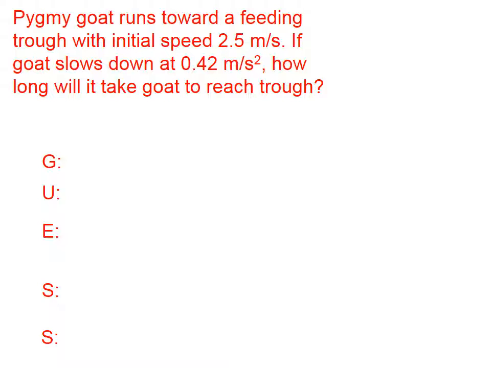G stands for given quantities. So here's a given quantity: initial speed 2.5 meters per second. The goat slows down, we're told, at 0.42 meters per second squared. Now it doesn't say exactly what kind of a quantity that is, but if we look at the unit, we know that it's an acceleration.